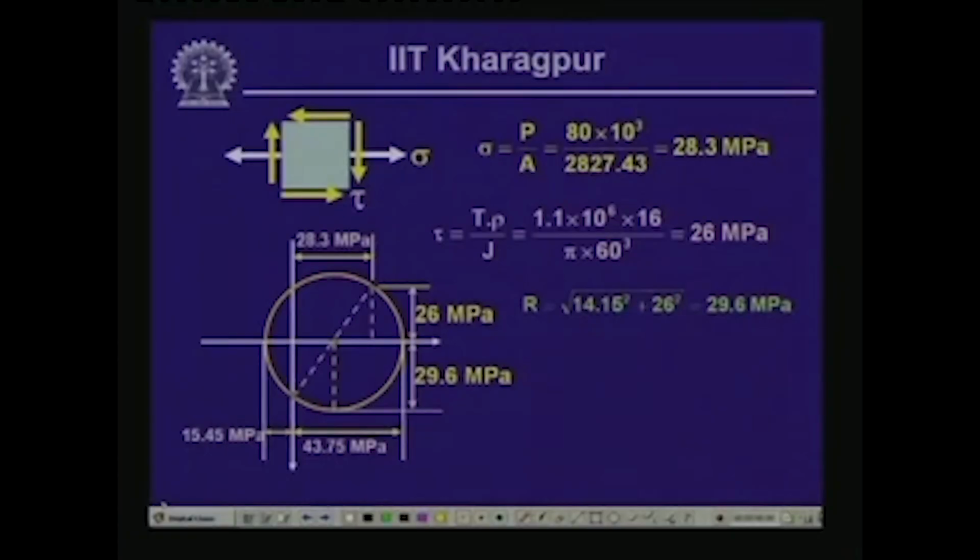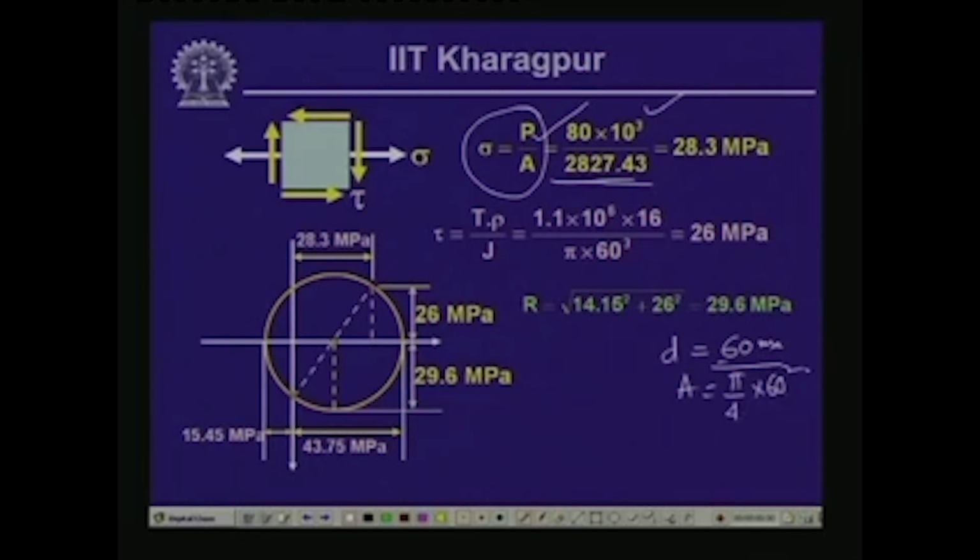Now, here you see that the normal stress which we are going to get because of the axial pull is equal to sigma, that is equal to P by A, and P is equal to 80 kilonewton. So, 80 times 10 to the power 3 Newton divided by area. Now, here since the diameter of the cross section is 60 millimeter and it is a solid circular cross section, area is equal to pi by 4 times 60 square, and that gives us a value of 2827.43.